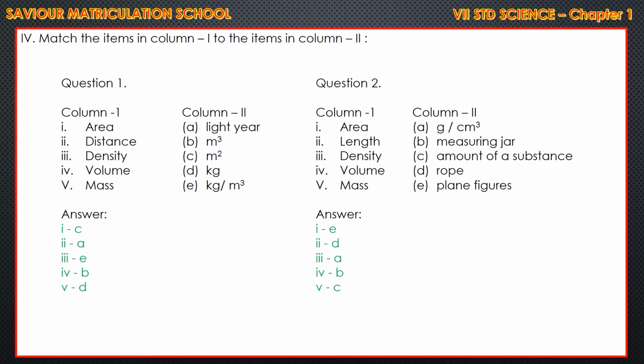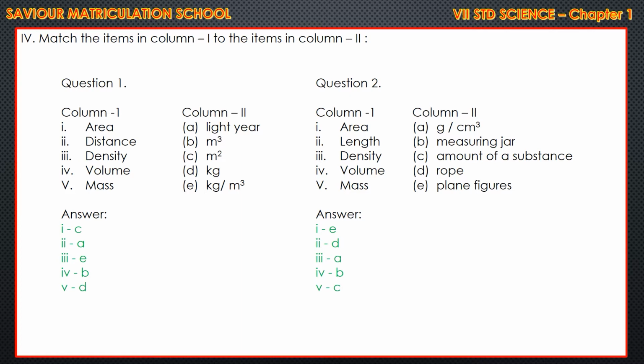Then match the following. First one is, we'll see the A and B is there, children. So first one, A will go area, and the answer is square meter. Then second is the distance, light year. Density, kg per cubic meter. Then volume, cubic meter, and mass, kg.